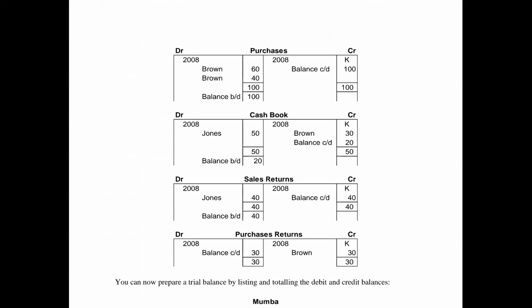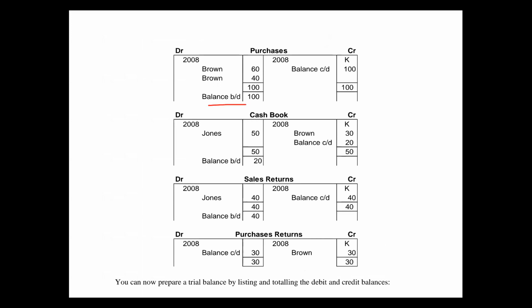So now check that these accounts are already balanced off. Look at where the balance brought down is. For the purchases account, the balance brought down is on the debit. For the cash account, it is on the debit as well. It means that the purchases account will be on the debit side of the trial balance, and the cash account will be on the debit side of the trial balance.